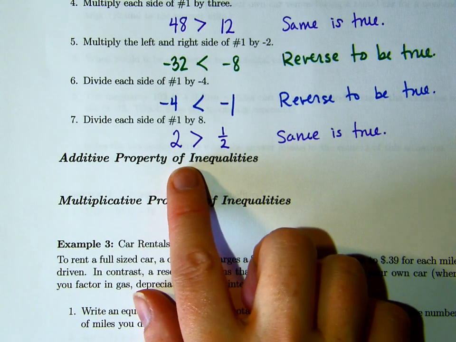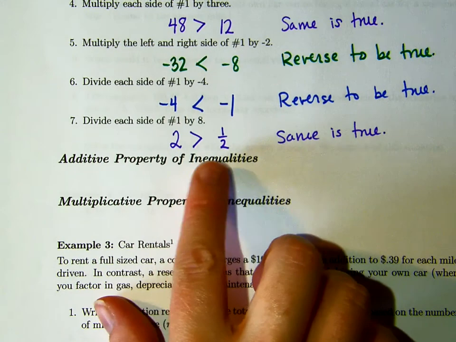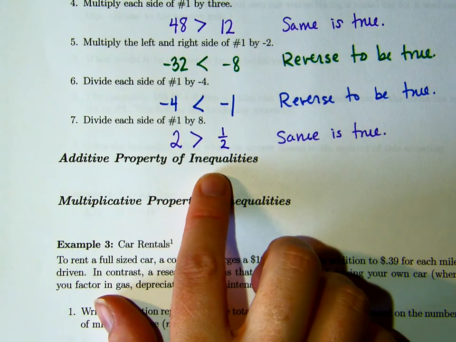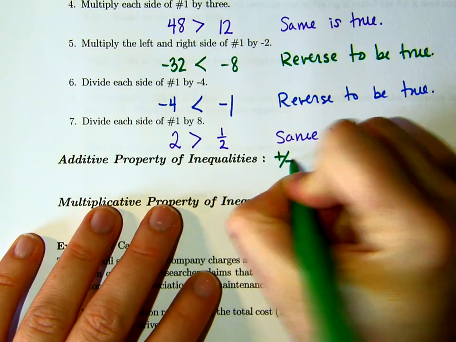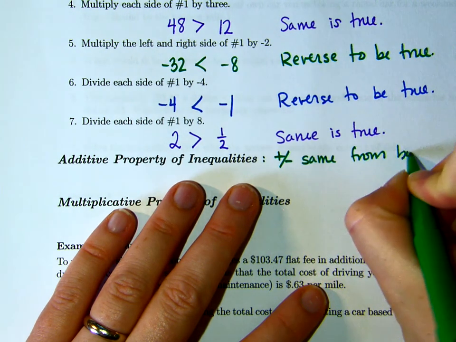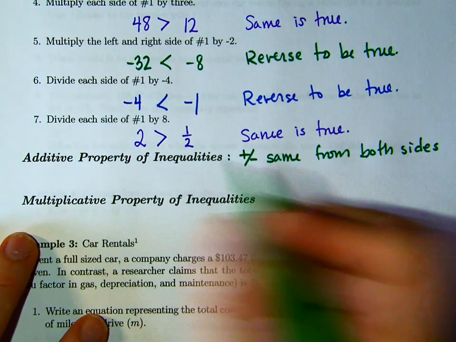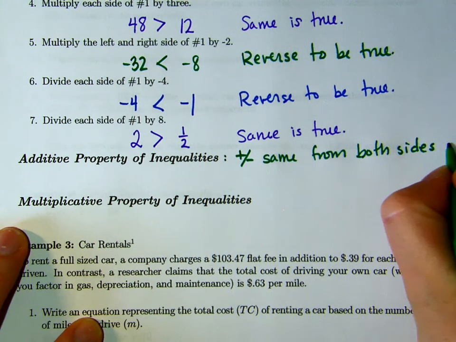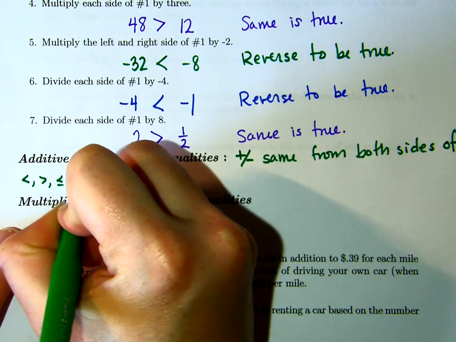So additive properties, and remember in our recall we talked about the additive property for equations or equality, and now we're doing it for inequality. And it appeared that if we added or subtracted the same amount for both sides, we're good to go. So add or subtract the same from both sides of any one of these inequalities.